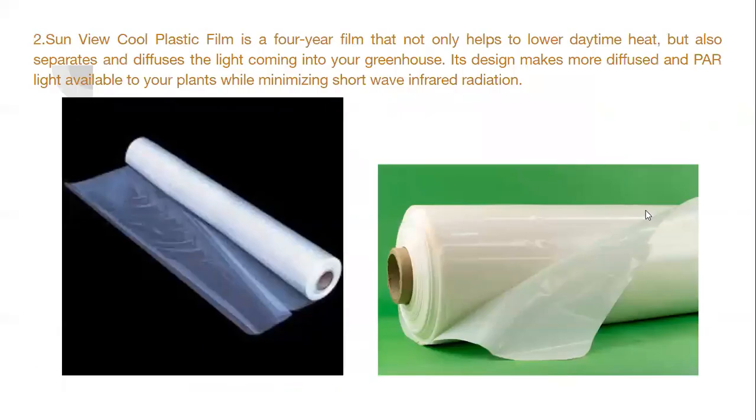All the area is covered with cool plastic. It helps lower daytime heat, but it also separates and diffuses light inside the greenhouse. It also helps as a barrier between the inside and the outside temperatures and humidity, and minimizes shortwave radiation.